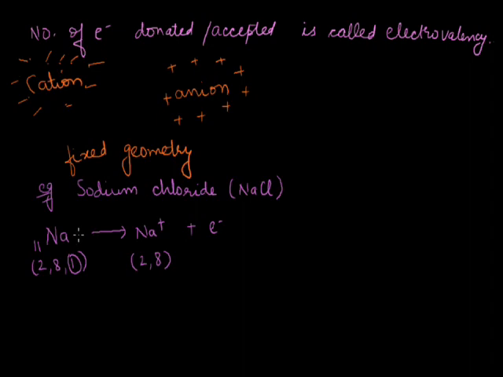The energy required for this process is called ionization energy. So the sodium atom acquires ionization energy to form Na+ by giving out an electron. The chlorine atom, which is an electronegative element, accepts the electron donated by the sodium atom in its outermost orbit and forms chloride ion.